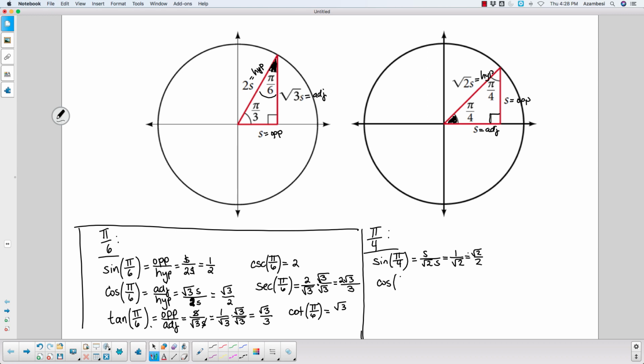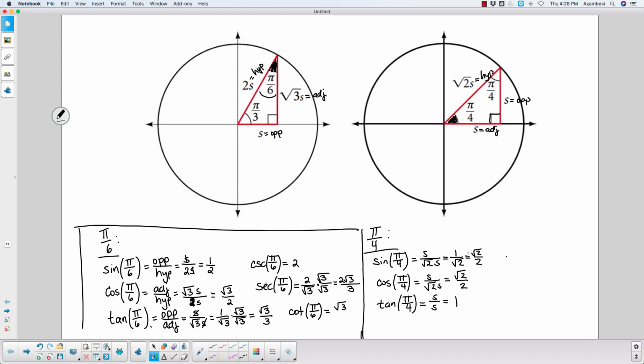Cosine, same thing, so this one is adjacent over hypotenuse, but the opposite and the adjacent sides are the same. So it simplifies to the square root of 2 over 2 by the same arithmetic. For the tangent of pi over 4, opposite over adjacent, so we have s over s, which just gives us 1.